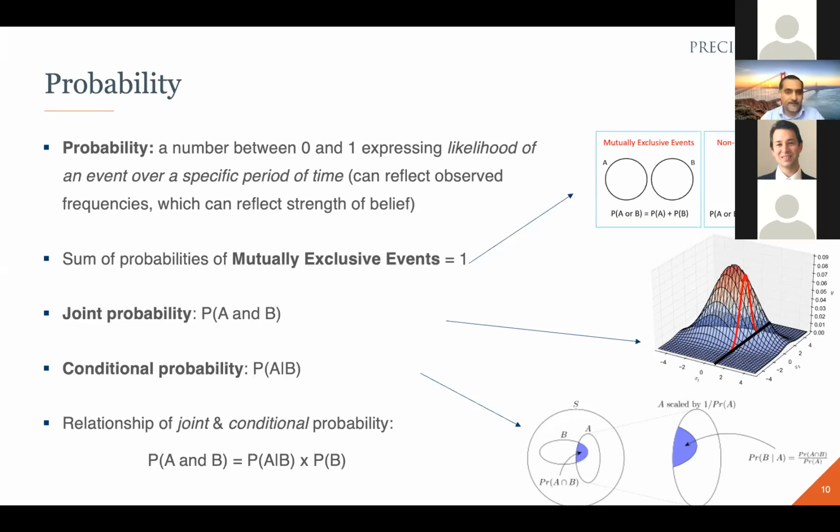And there's a very good relationship between joint and conditional probability: the probability of A intersection B, or A and B, is equal to the probability of A given B times the probability of B. These are very standard formulas, but we use them very often.